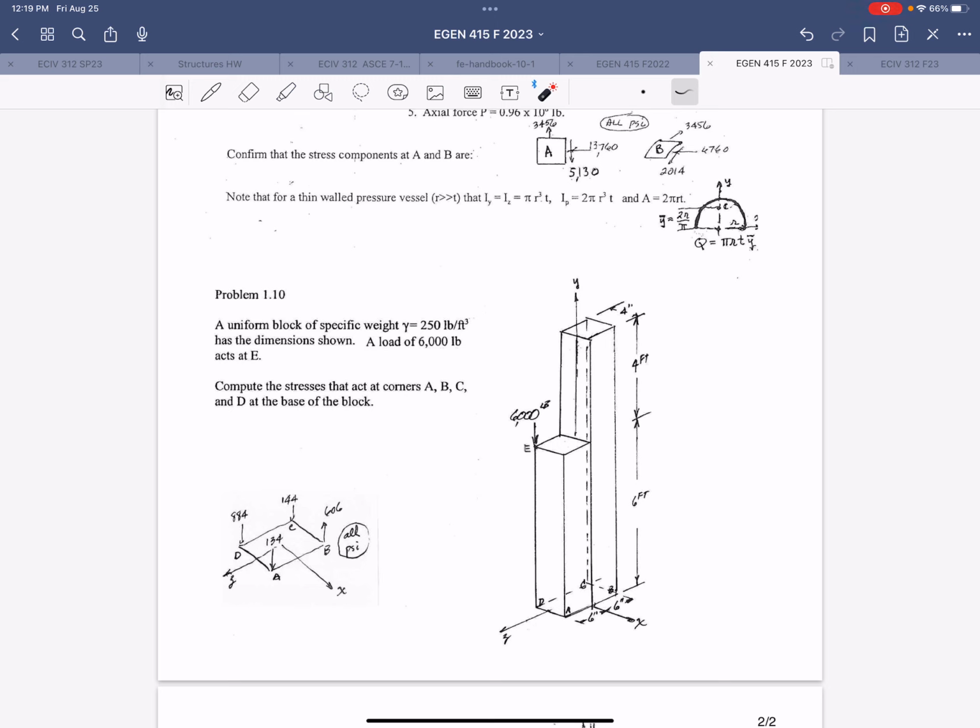And then determine what moments that causes about X and Z. It'll generate a moment about both of those axes because you have to move it in 2 orthogonal directions to get to the centroid. And then based on that axial force and those generated moments, calculate what those stresses are.